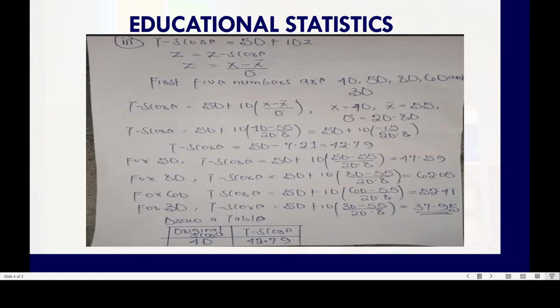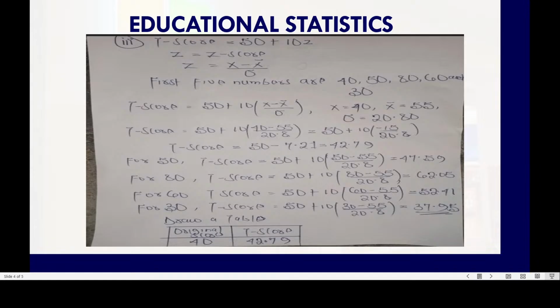But the question says we should find the t-score for the first 5 values. Well, which are the first 5 values given to us in the data? It's 40, 50, 80, 60, and 30. Those are the first 5 values given to us, so that is why I wrote them there.